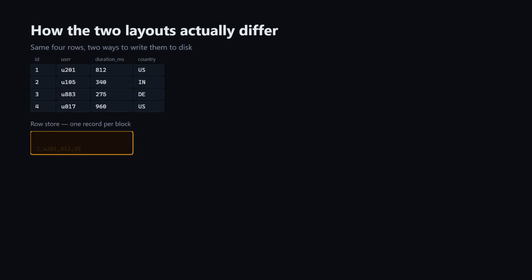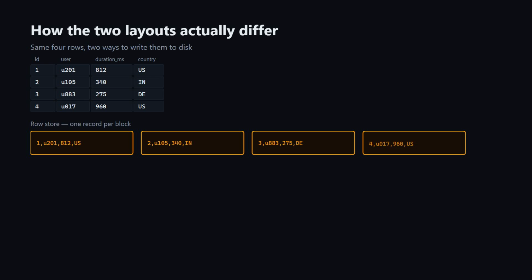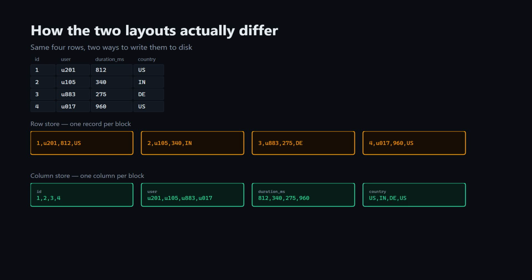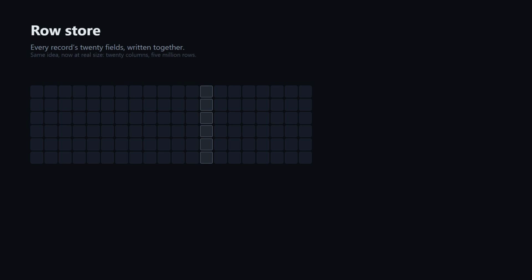A row store packs each record's fields together: id, user, duration, country, then the next record right after. A column store packs it the other way: every id together, then every user, then every duration, then every country. Same idea, now at real size: 20 columns, 5 million rows. Here's query 2. Select the average of 1 column from the table.